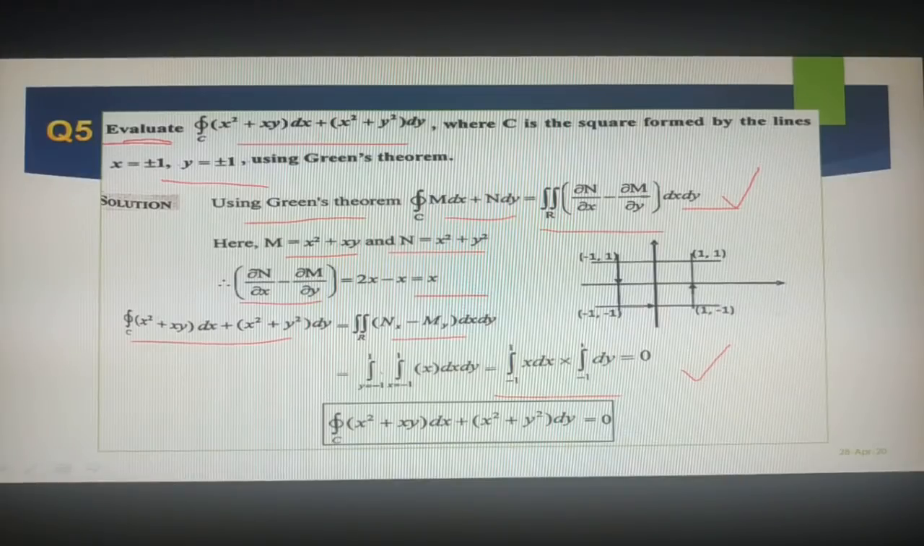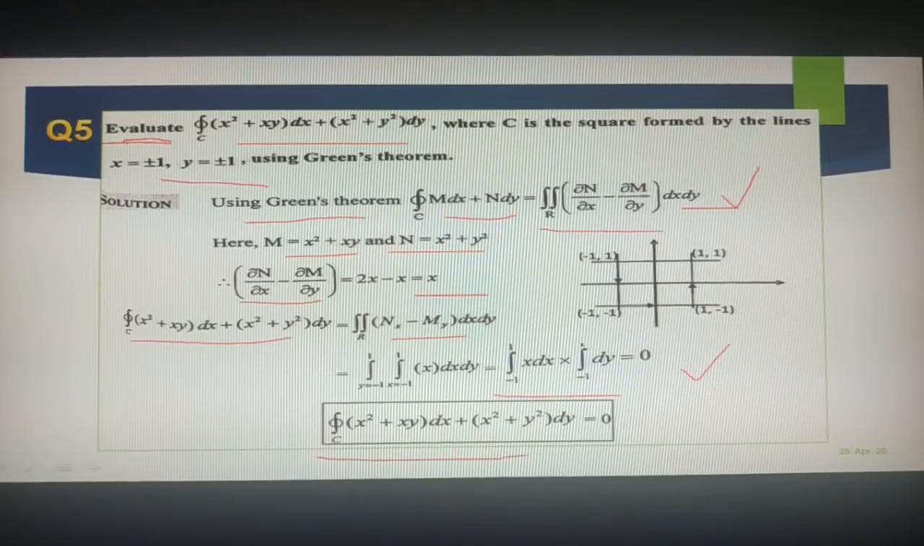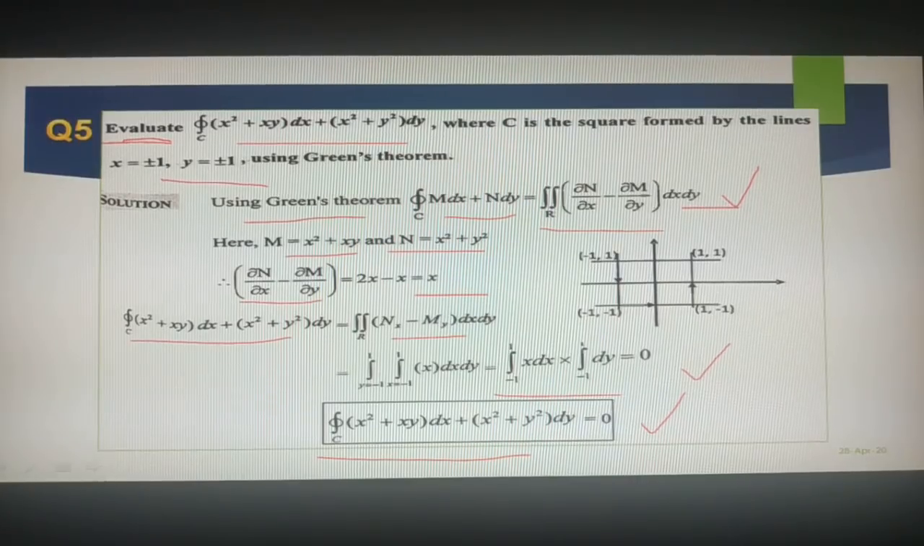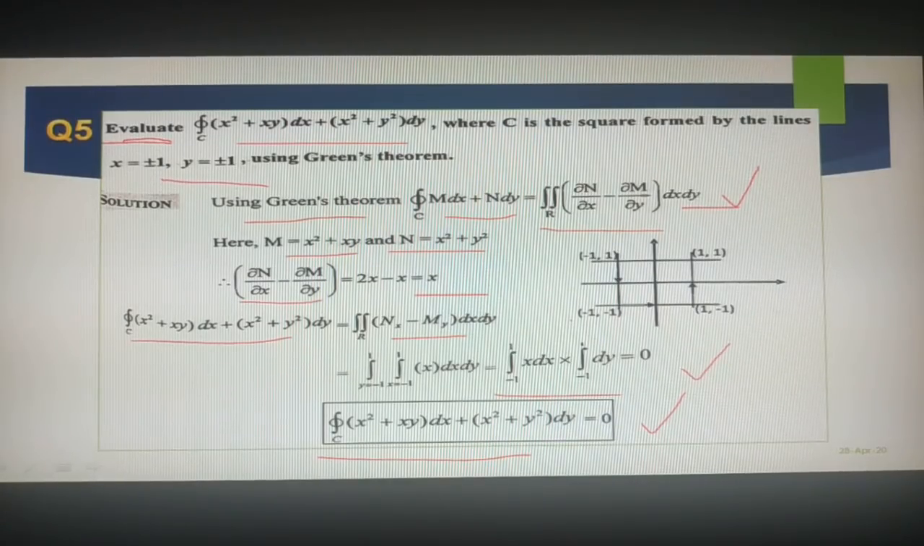So instead of finding along the curve, if you apply the double integration for this curl value, ∂N/∂x minus ∂M/∂y, we are getting it in a very simple way. This is the advantage of Green's theorem. See how you got the result in a simple way. This is 0. Alright.